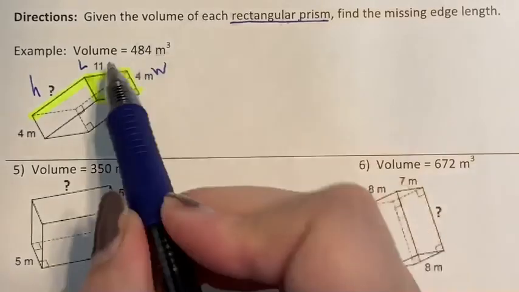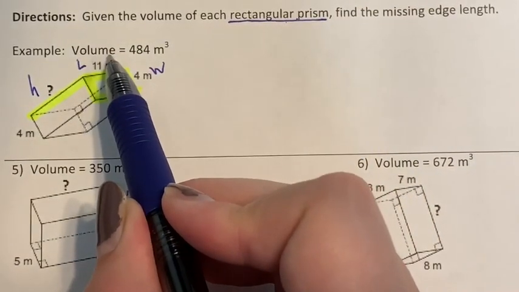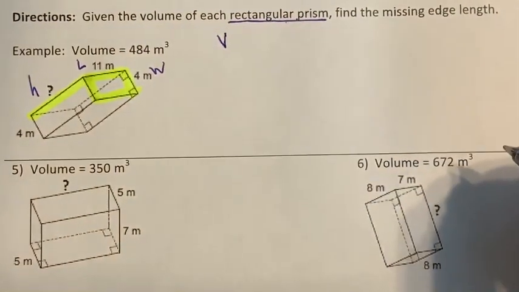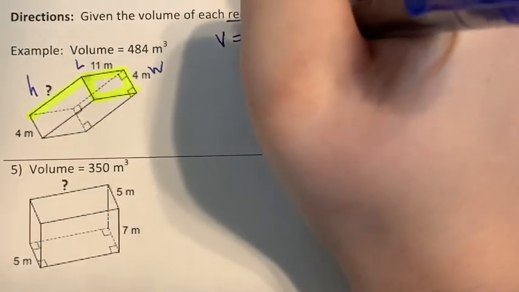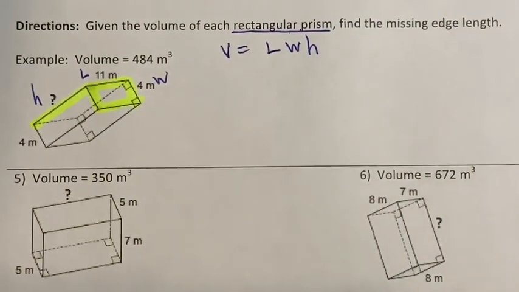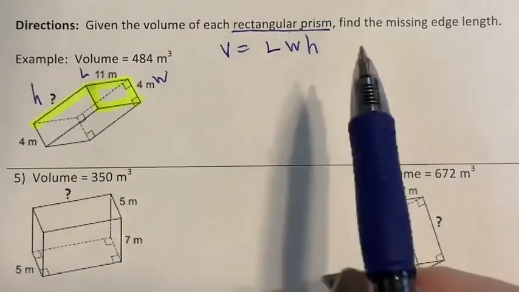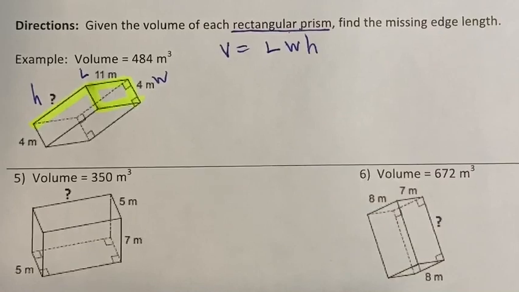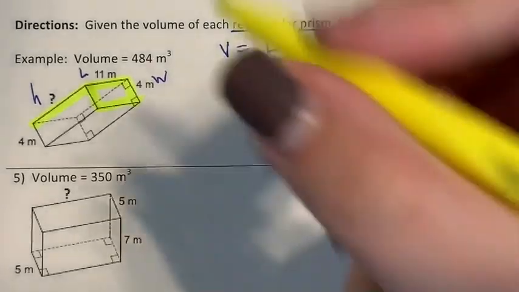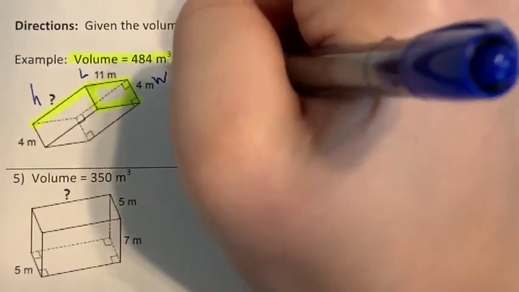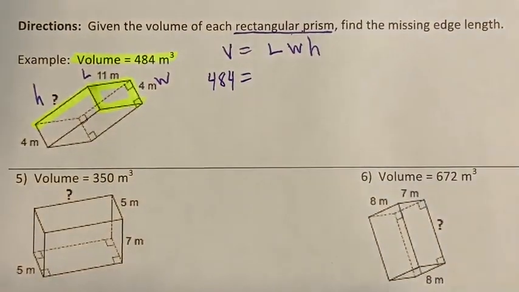Since we have a rectangular prism and we are given the volume, let's write that formula. So on our note sheet, we learned that the volume is equal to length times width times height. So much easier formula than the surface area formula. We labeled our figure, we have our formula in front of us. So now we plug and chug, we plug in what we know. I am given my volume. The volume is equal to 484 cubic meters. So I can plug in 484 for my volume right here.